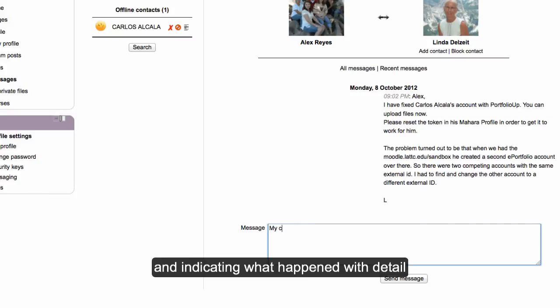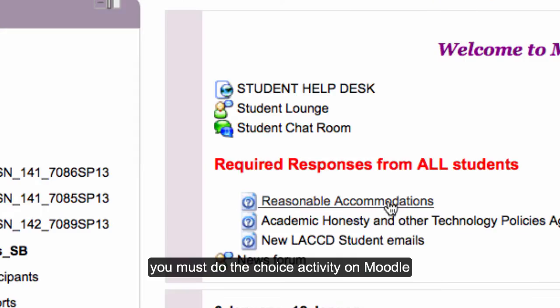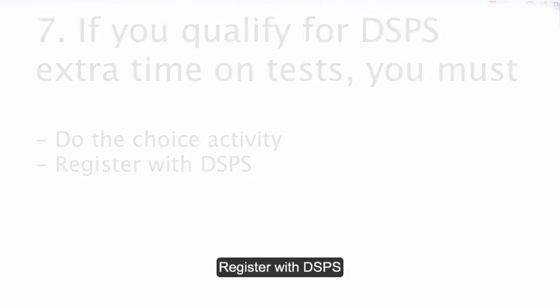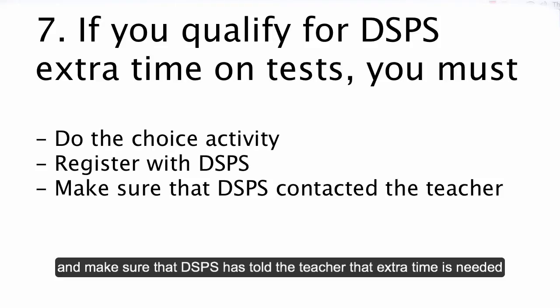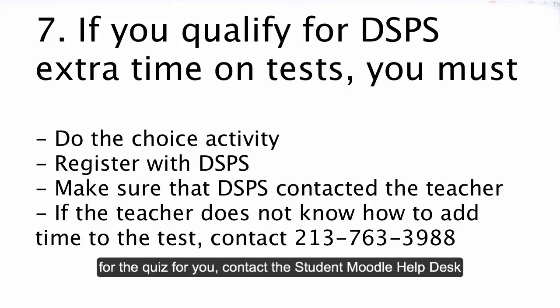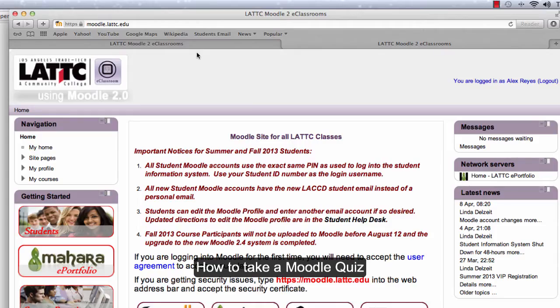If you qualify for the SPS extra time on tests, you must do the choice activity on Moodle. Register with the SPS. And make sure that the SPS has told the teacher that extra time is needed. If the teacher does not know how to add time for the quiz for you, contact the Student Moodle Help Desk at 213-763-3988.